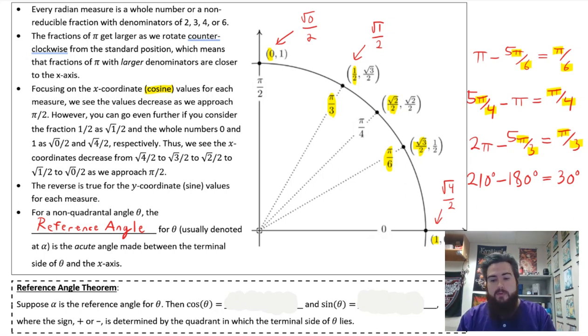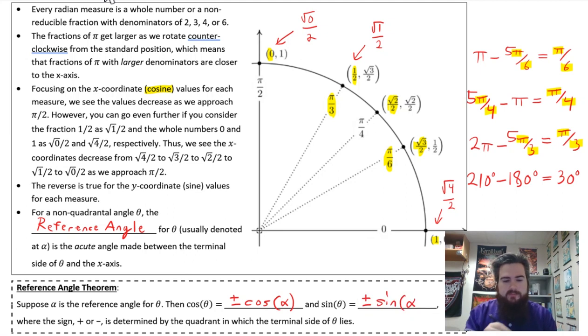The reason that that is important is because of what we call the reference angle theorem. The reference angle theorem states that if you suppose alpha is the reference angle for theta, for example, pi over 4 would be alpha in this case as a reference angle for 5 pi over 4 or 3 pi over 4 or 7 pi over 4. Then cosine of the angle measure you're working with, say 7 pi over 4, is either going to be positive or negative version of cosine of the reference angle. And that is also true for sine.